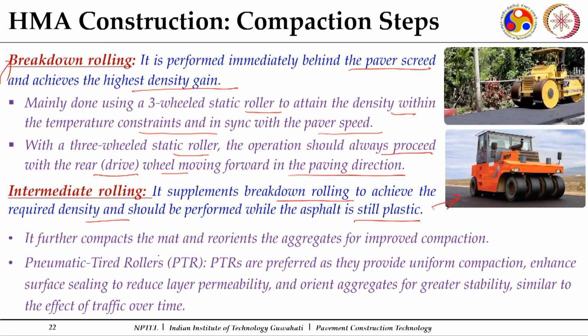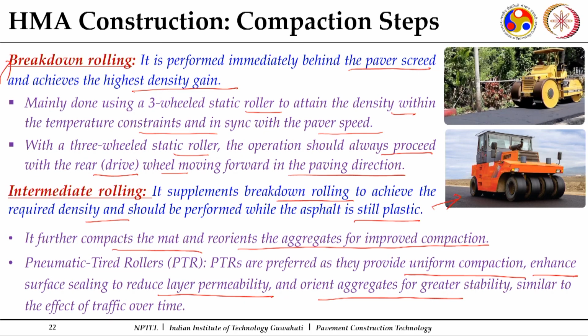During intermediate rolling, it further compacts the mat and reorients the aggregates for improved compaction. For this particular purpose, the PTRs, the pneumatic tire rollers, are highly preferred. Why? Because they give a uniform compaction. Because of the kneading action, they enhance the sealing of the surface, which makes the surfaces impermeable to water. And they help to orient the aggregates for greater stability, which is normally done when the traffic actually comes over the surface.